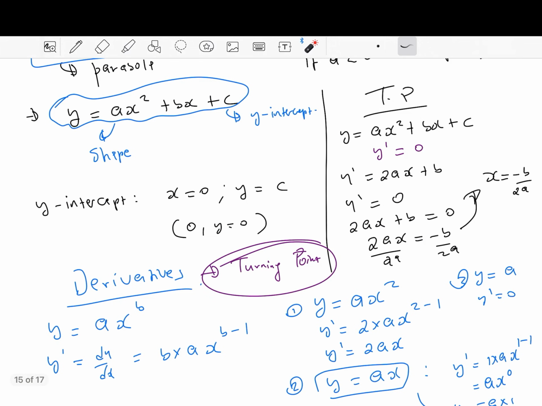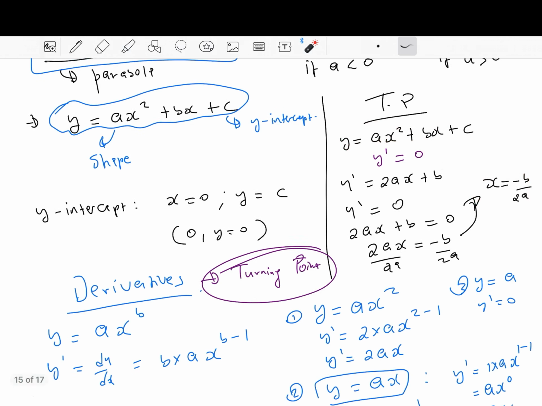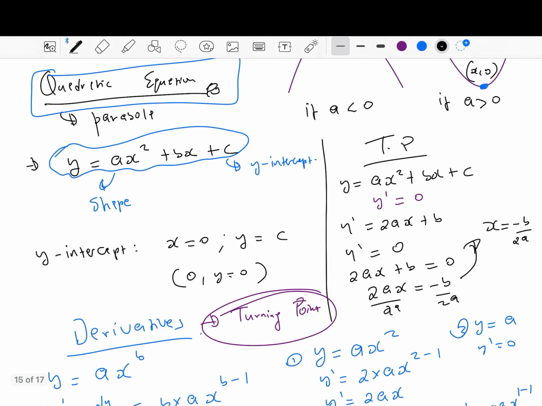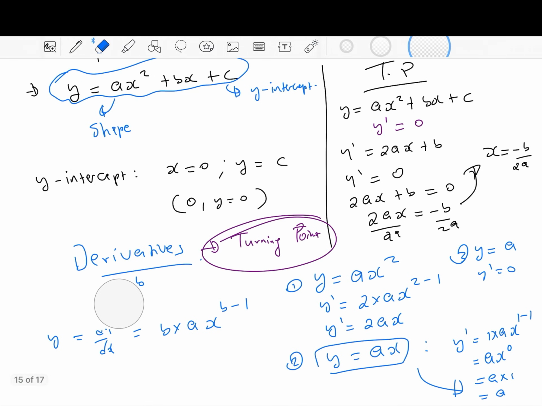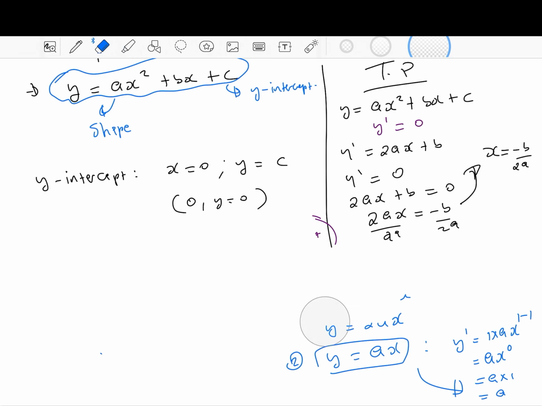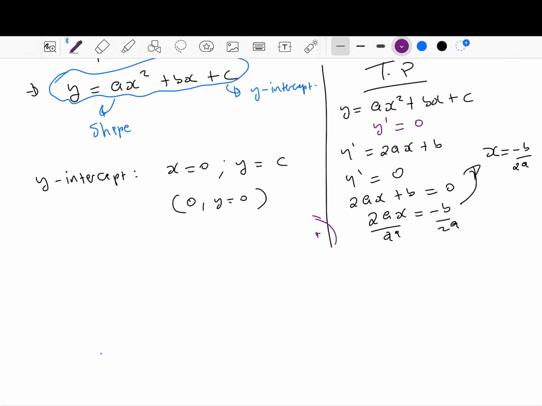That is the x value of the turning point. And then from here, to find the y value of the turning point, you have to substitute that x back into this equation. I'm running out of space here, so let me just rub this off. So for the y value of the turning point, we have y is equal to ax squared plus bx plus c, and the x value of the turning point is minus b over 2a.